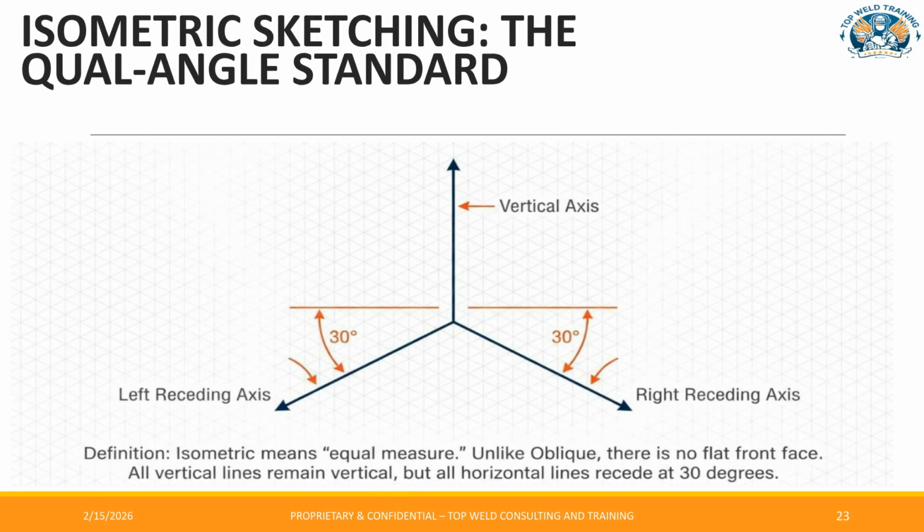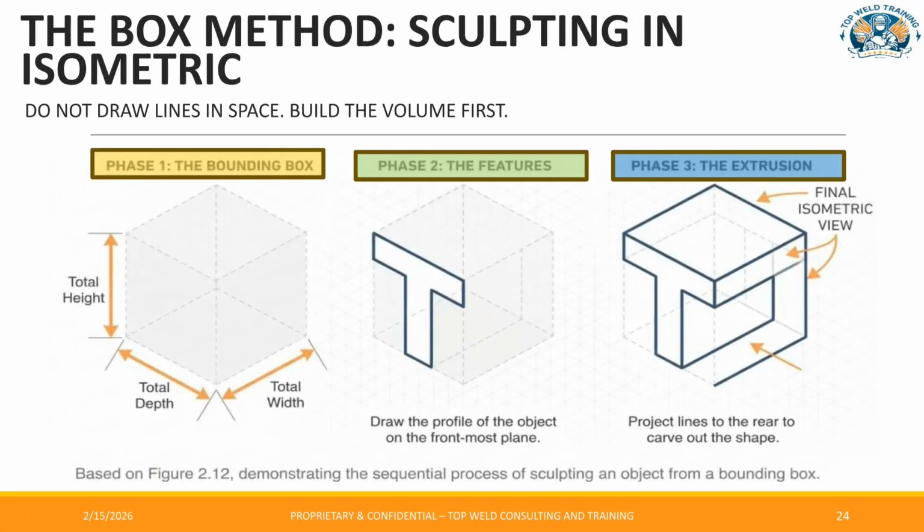Isometric sketching uses a different standard, typically defined by 30-degree angles. This method provides a clear, balanced view of all 3 primary planes, making it highly effective for visualizing complex parts before detailed drafting. The box method is your best tool for isometric sketching.